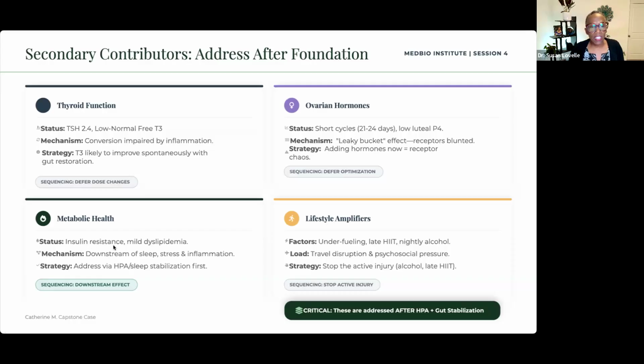Metabolically, we know that she's got the insulin resistance and mild issues with her lipids. And so, again, we want to address her sleep first. We want to make sure that the HPA axis is working first. With her hormones, we know that she's got these short cycles, the progesterone's kind of there. We want to make sure, though, before we start just giving hormones, that the HPA axis is straight. In other words, what are we saying with all of these? Before we start making huge changes, we want to make sure that it's stable and that the foundation is there.